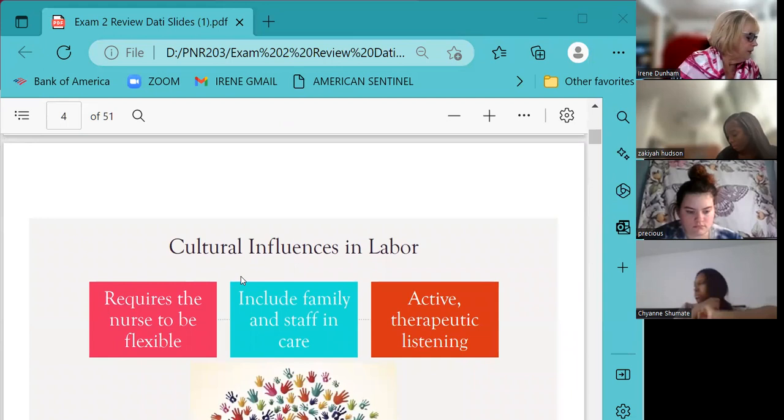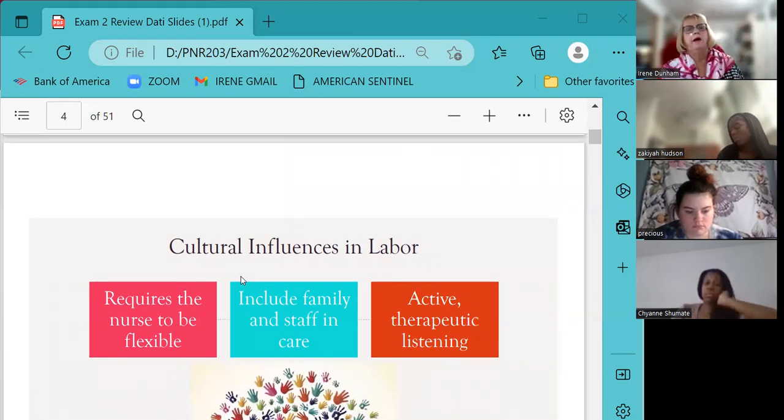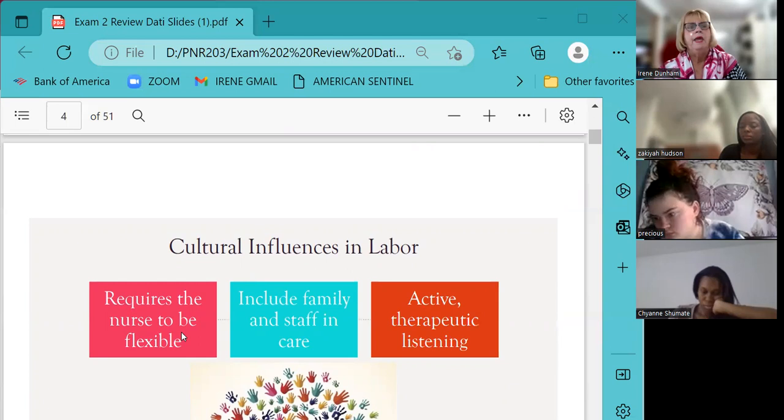Another thing you have to be thinking about is culture. Some part at the beginning of your chapters goes over culture. I want you to know why it's important to have knowledge of different cultures, because it can influence labor. You want to be flexible, include the family and staff in the care, and do active, therapeutic listening.